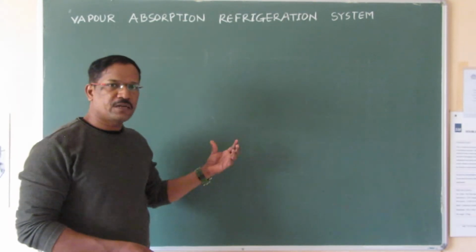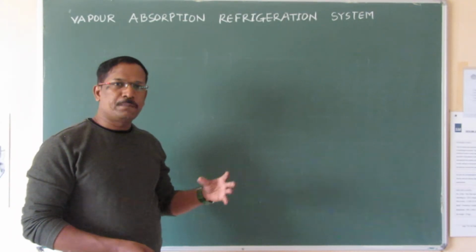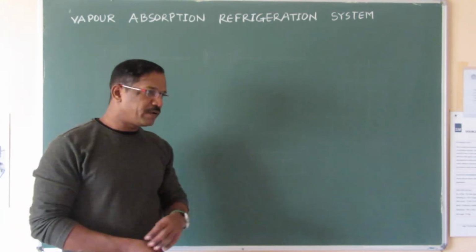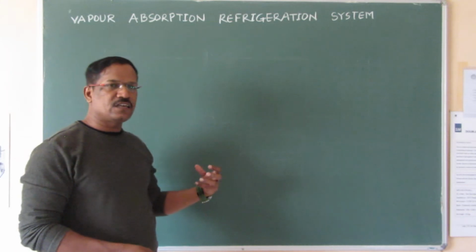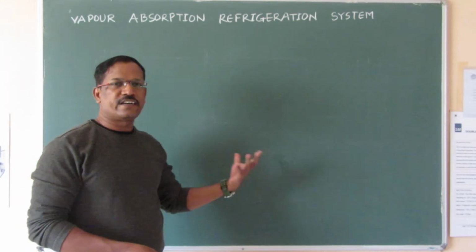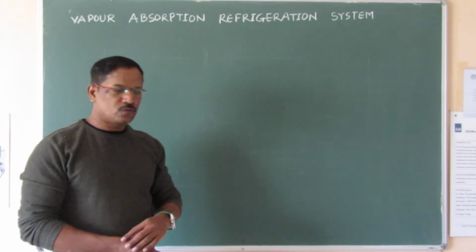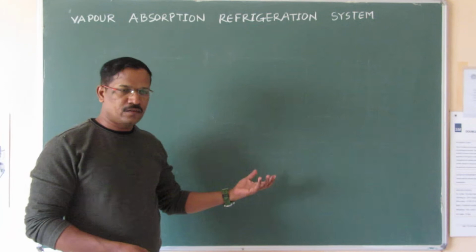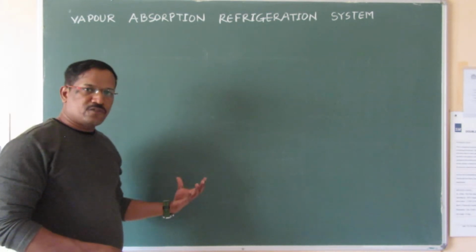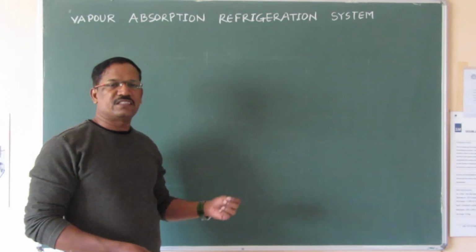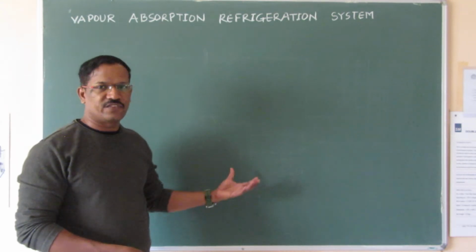In this vapor absorption system, we replace the compressor unit by providing two units. One is an absorber and the second is a generator. The generator just behaves like a boiler. So the absorber unit and generator unit combined replace the compressor. That is the only difference.